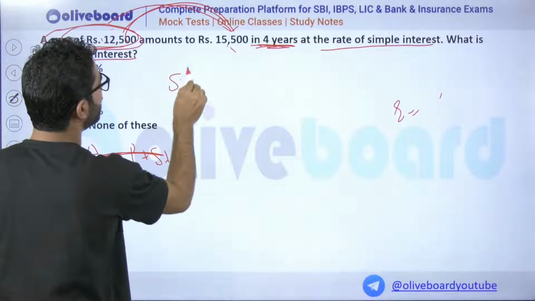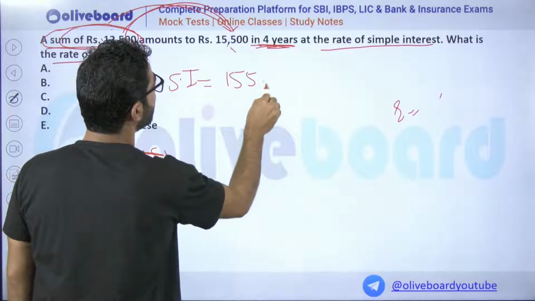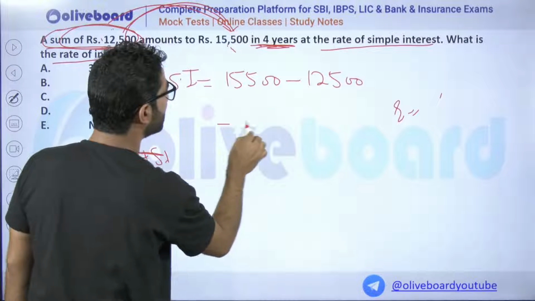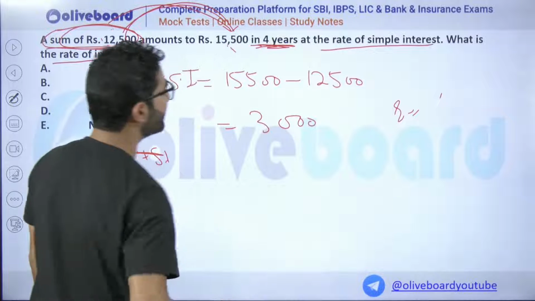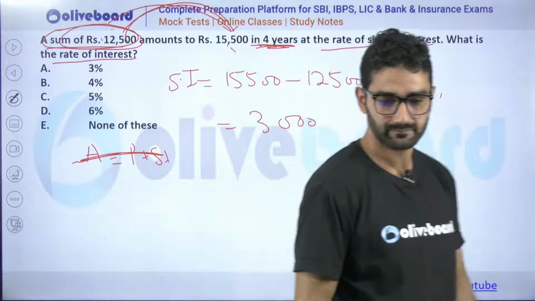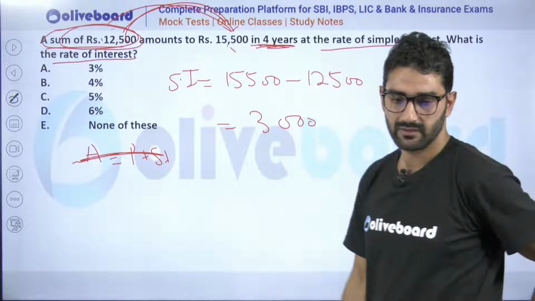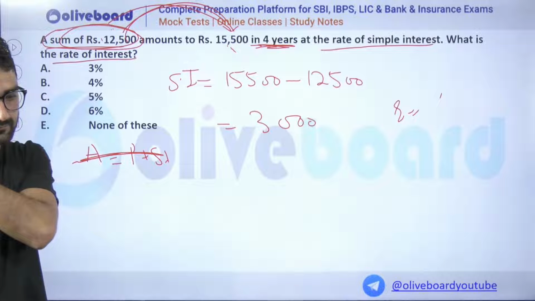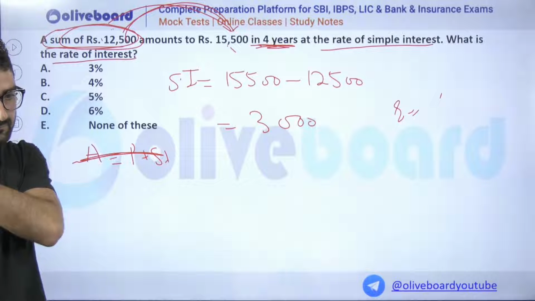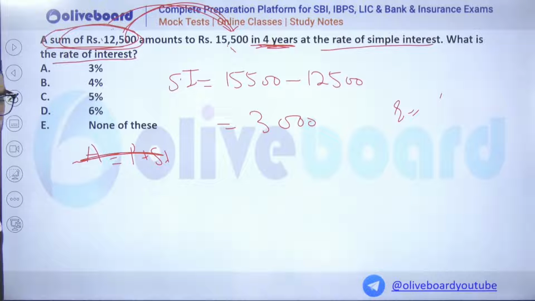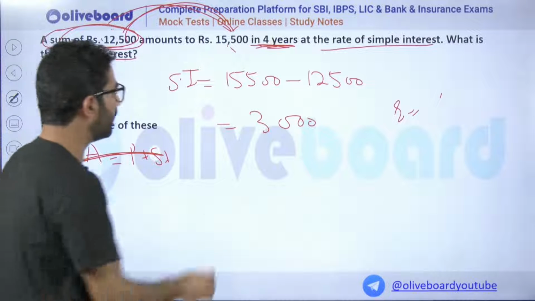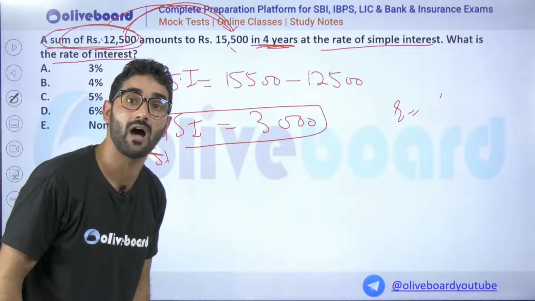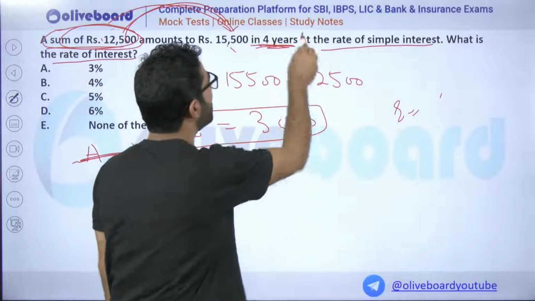So simple interest, how much will it be? 15500 minus 12500, we got 3000. Yeah, 3000 is the simple interest. Now what to do? You got the simple interest, this much, but it is for how many years? It is given for 4 years.